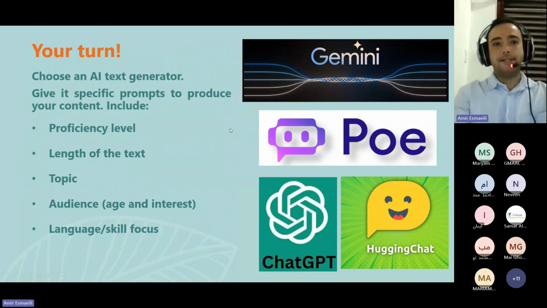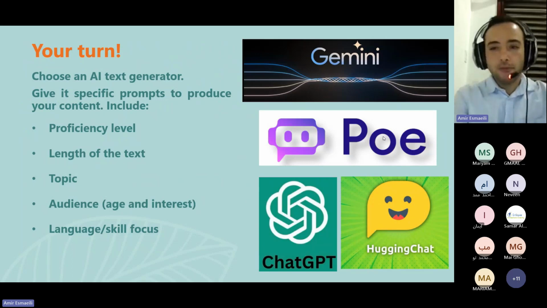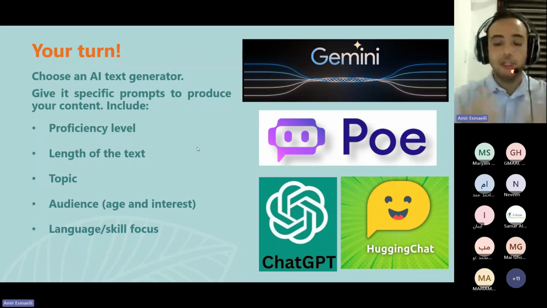And now I want you to open your browsers and use one of these four. All of them are free. Hopefully, all of them are ready to use in your country or your region. And please generate a text with these five specific variables in mind. And then tell us about the text that you just generated.